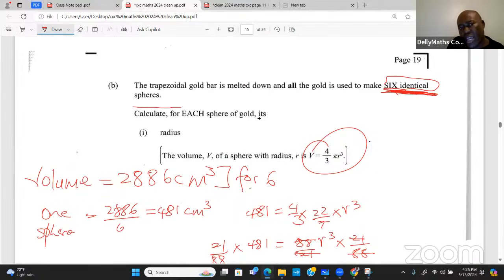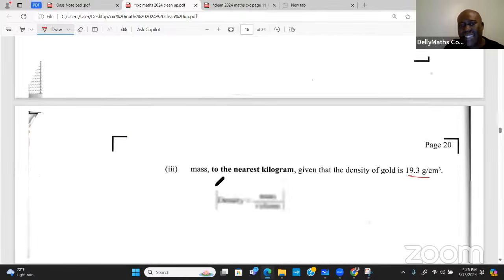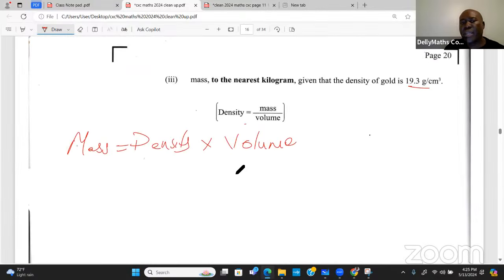This question is working on one of the polar bar. Be careful of the volume we're going to use for each sphere. We have to use the volume of 481 in this case, because it's for each one we're dealing with. So the mass is going to equal density, which is 19.3, times the volume 481. It's straightforward, 19.3 times 481.